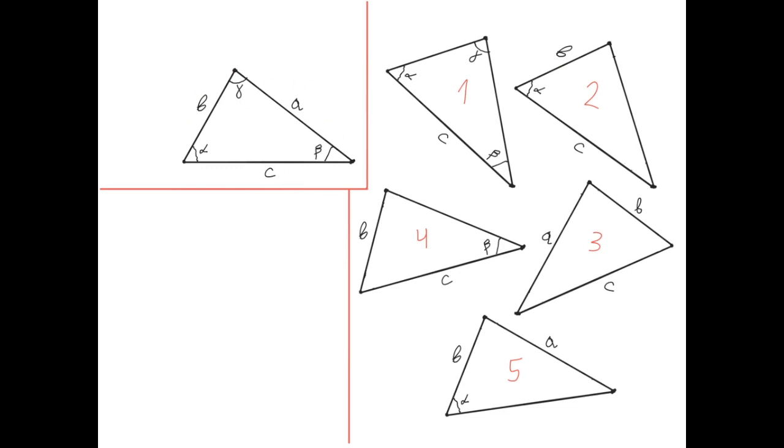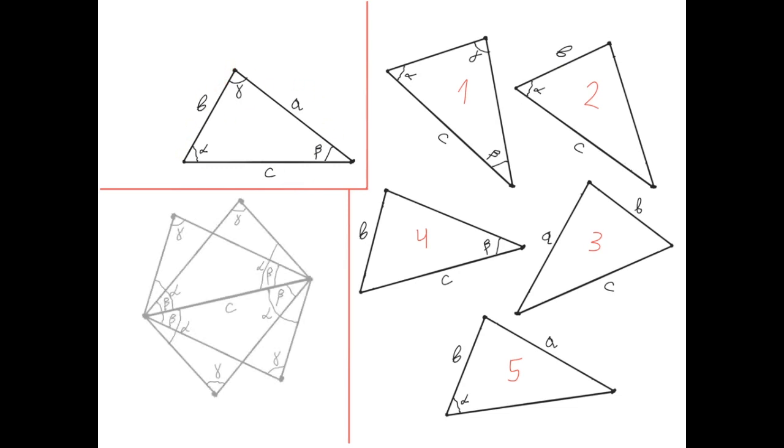For example, the side length of this side is not B. Let's start with the base C, and let's construct rays that make angles alpha and beta with this side. Then, if we take the angle alpha here and beta here, we get this triangle.